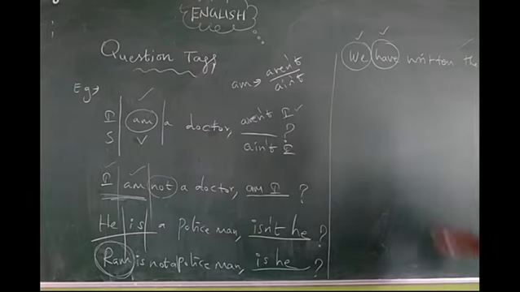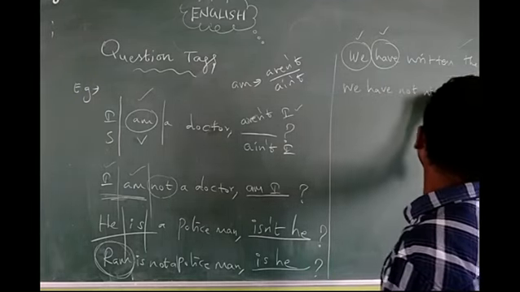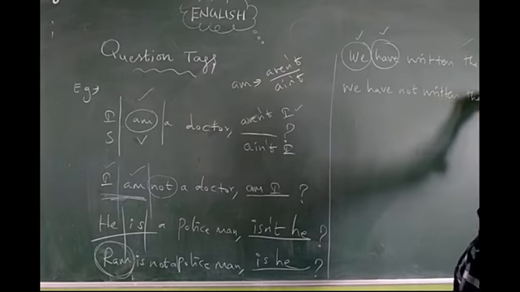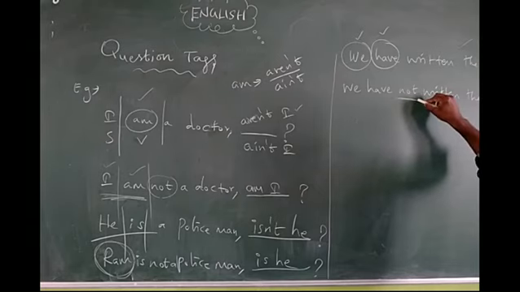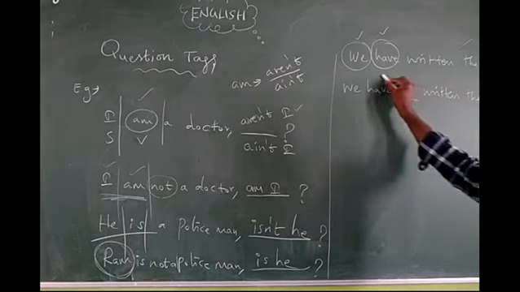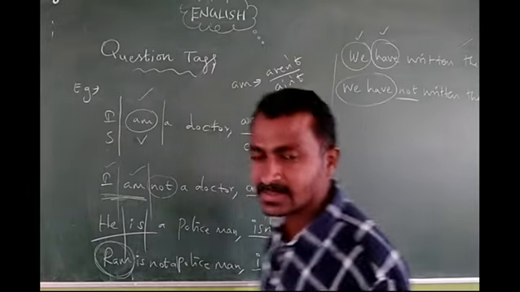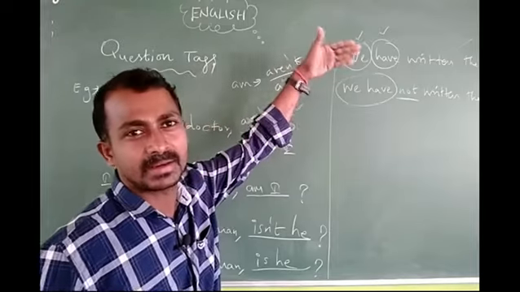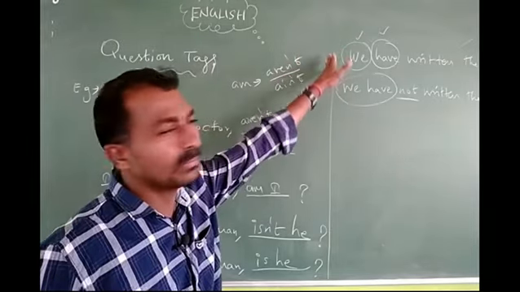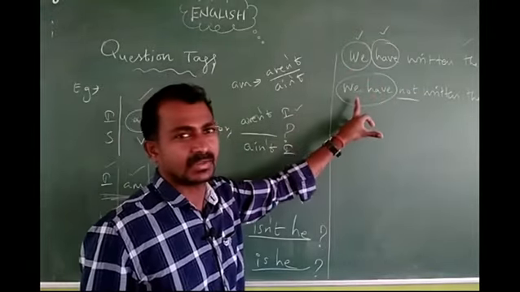we. That's all. Suppose the same sentence is given in the negative form: "We have not written the test." So what is your answer? The given sentence is negative, so the answer must be positive. So we have to write "have we". Is the topic easy or not? See, just three things, that's all. The sentence is positive or negative. If positive, a negative tag; if negative, a positive tag. So we have to write like that.